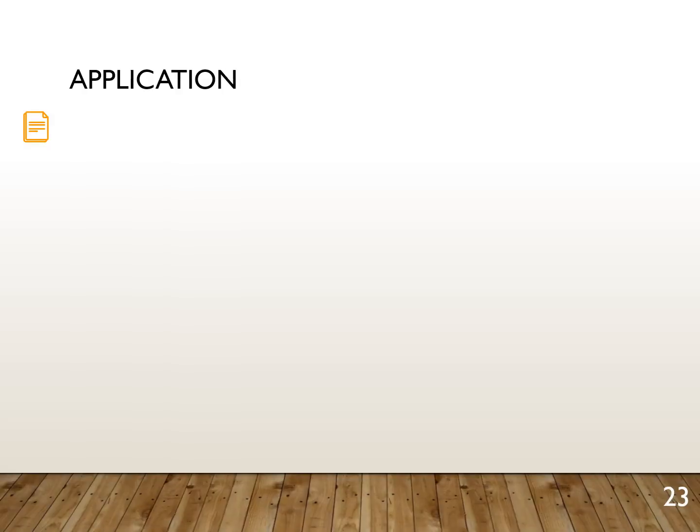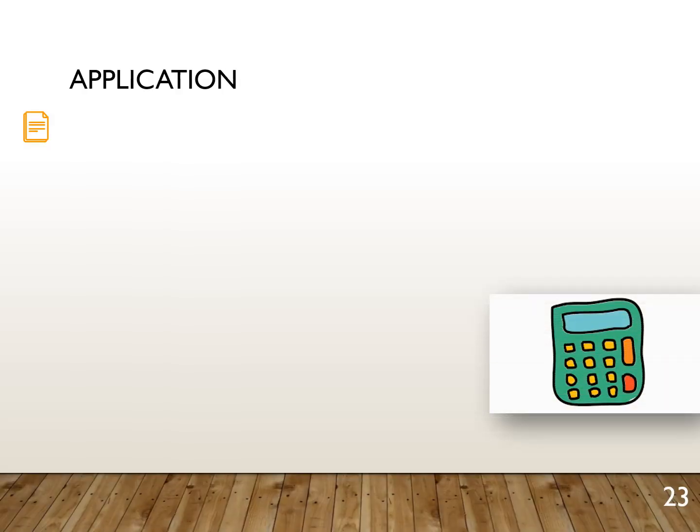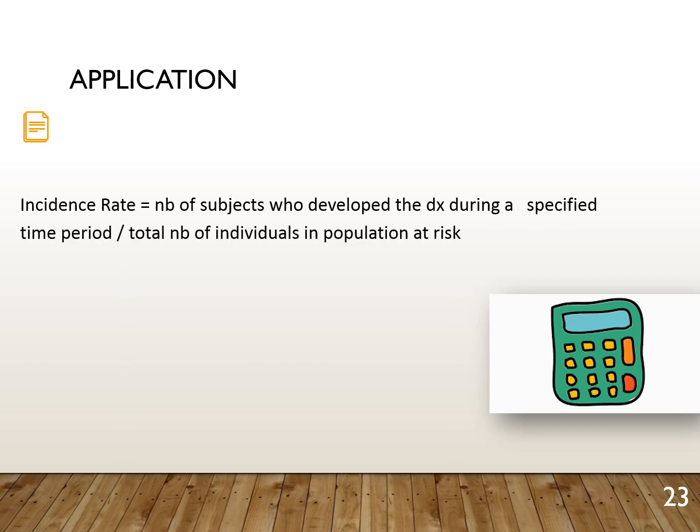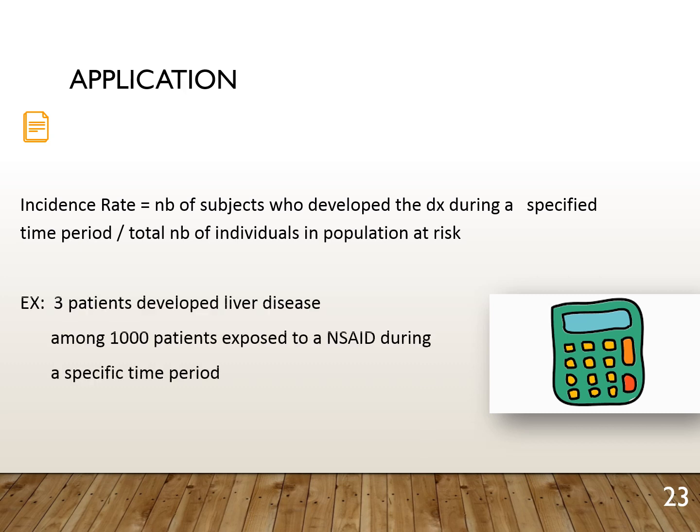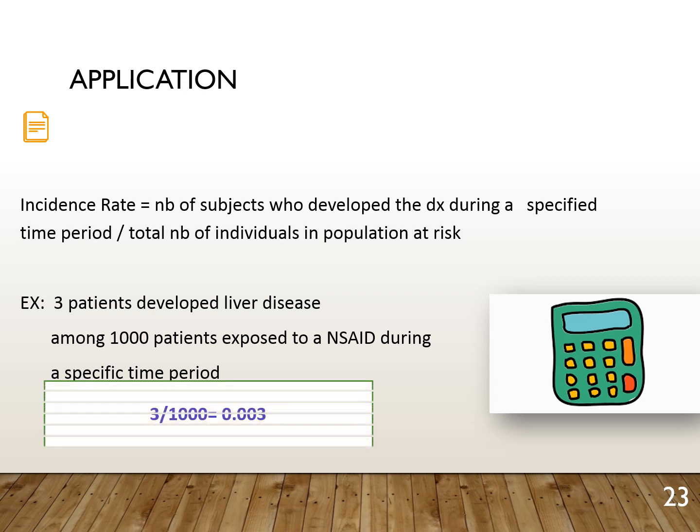To make this calculation, the incidence rate must be calculated first, which is the number of subjects who develop the disease of interest during the specified time interval divided by the total number of individuals in the population at risk. For example, among 1,000 patients exposed to NSAIDs during a specified time period, 3 patients developed liver disease. 3 over 1,000 is 0.003, which is the incidence rate.